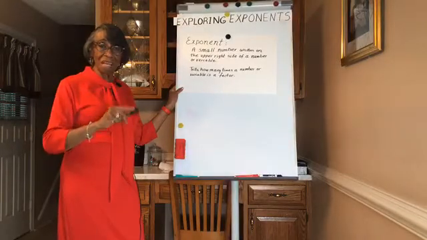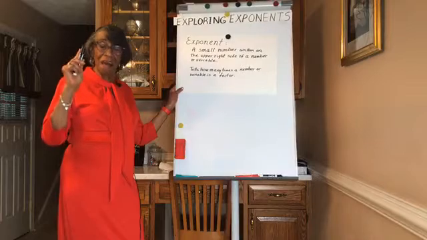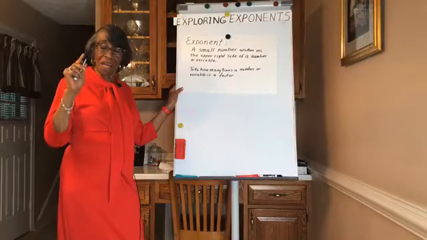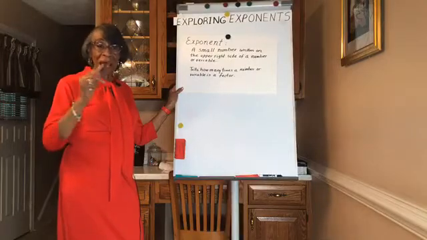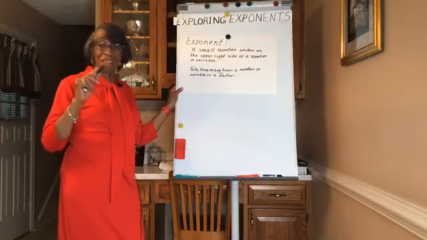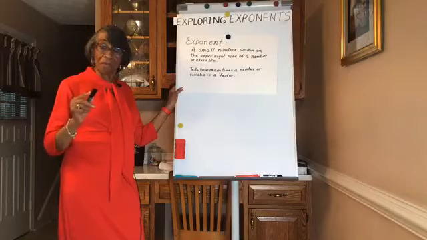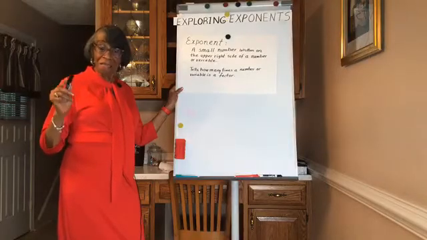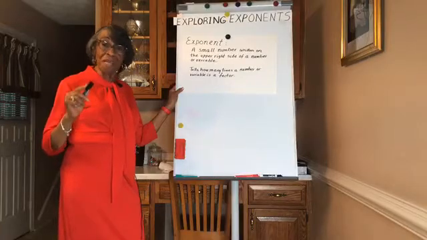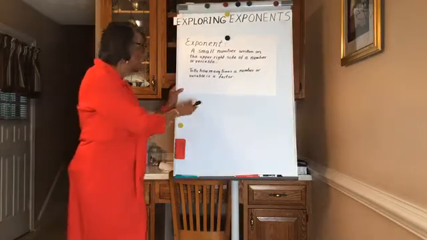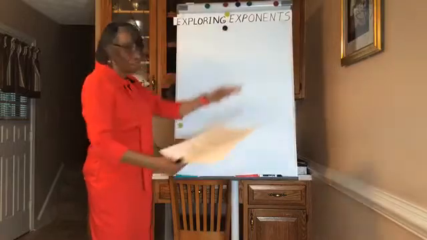So again, it's located in the upper right side of a letter or a variable, let's say, or a number, and it tells us how many times that variable or number is being multiplied by itself. In other words, how many times that variable or number is a factor. So let's get to work on some exponents.